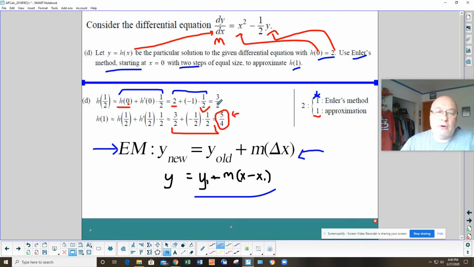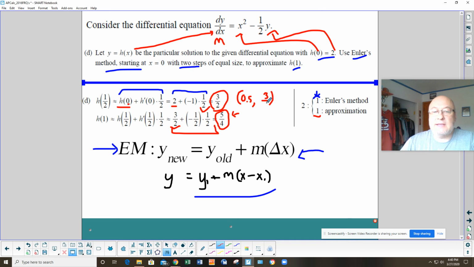And then what do you do now? Well, you need the second step. So you're using this 3/2, and you're going to go again. So the old y from the last step is the 3/2. Then you're going to be using the point. Now, I'm going to put the point here because my original point was 0, 2, but now my new point is going to be 0.5, or half, comma, my new y value is 3/2.